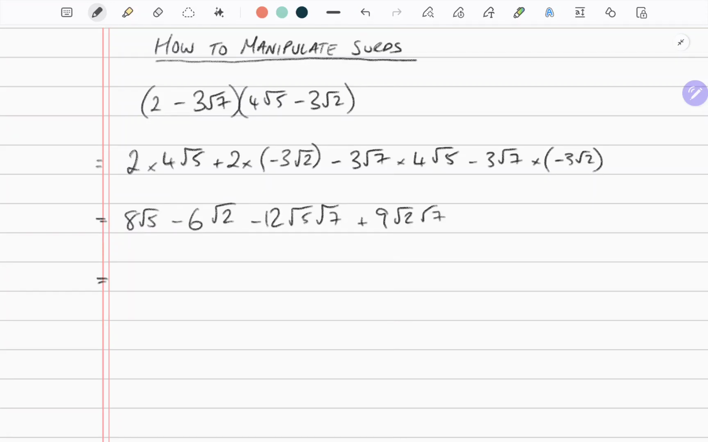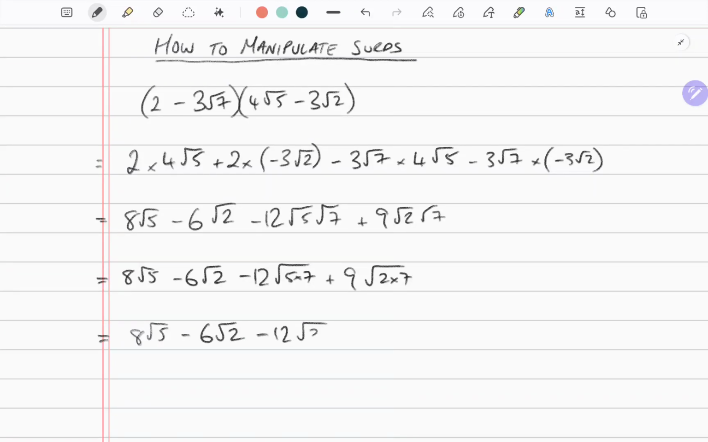What else can we do? Okay, so we still have the first 2 terms as they are, so let's write those out. Then we will have minus 12 multiplied by 5 times 7 plus 9 square root 2 multiplied by 7, and that will give us 8 multiplied by square root 5 minus the 6 square root 2 minus the 12 square root 35 plus the 9 square root 14. There's nothing more that can be done with that.